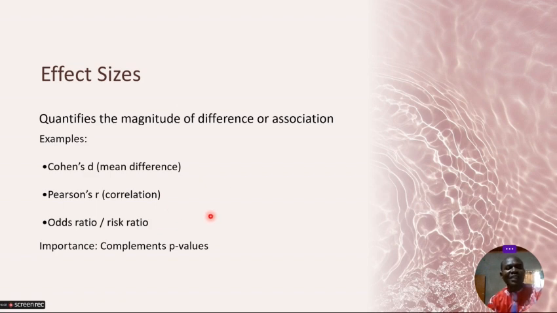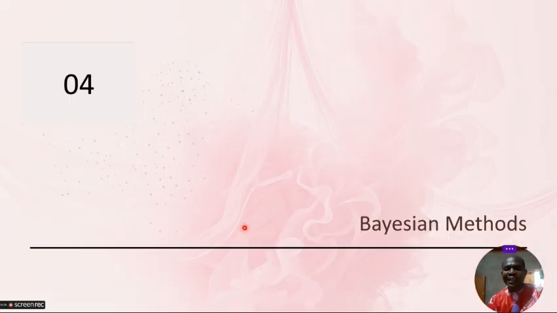Now, it is important to understand that whether we are using p-value, confidence interval, or effect size, these concepts are meant to complement one another. Essentially, the effect size and the confidence interval are designed to complement the p-value. Now, the fourth approach in measuring statistical significance is our Bayesian method.